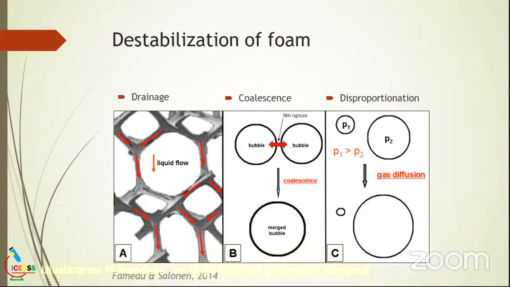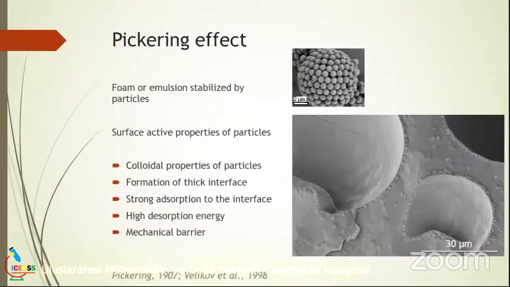The second destabilization mechanism is coalescence, which is the combination of two bubbles to form a larger one via film rupture. The third mechanism is disproportionation. Here, due to the pressure difference, large bubbles get larger at the expense of the disappearance of the smaller ones. So there is gas diffusion here, and the small bubbles disappear because the pressure is high in them, and the large bubbles are getting larger. This is the third destabilization mechanism.